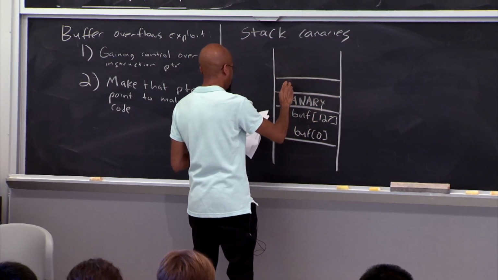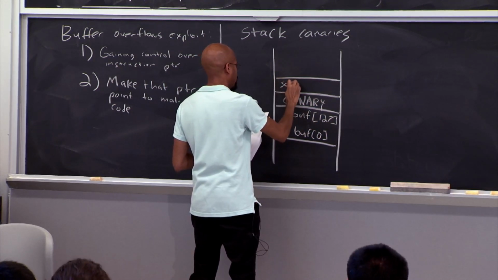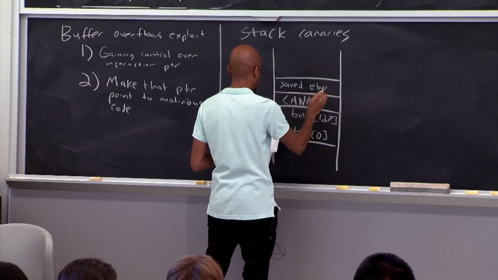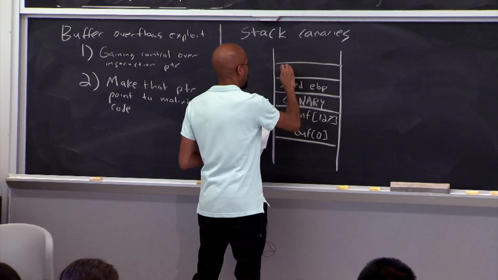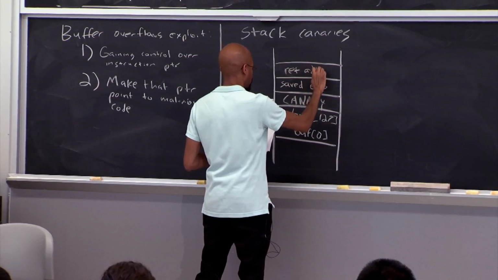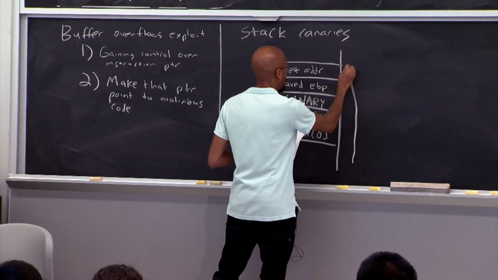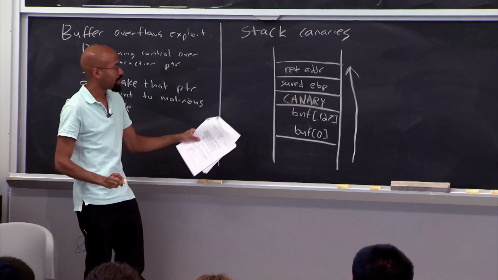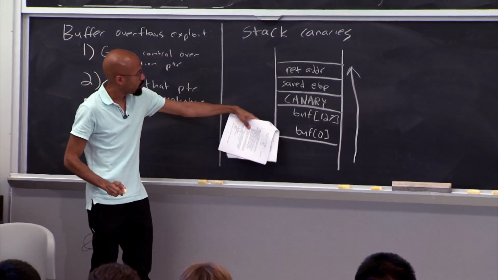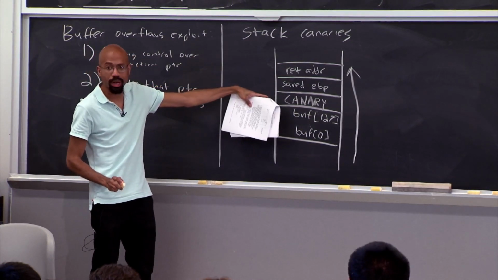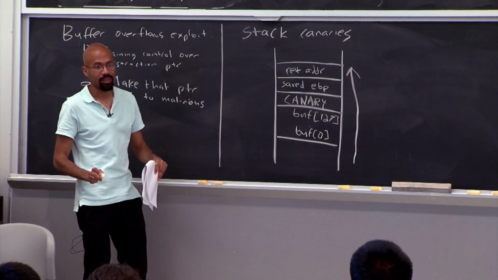And then this will be the saved value of the base pointer. And then this will be the return address. So once again, remember the overflow goes this way. So the idea is that if the overflow wants to get to that return address, it first has to trample on this canary thing here, right?